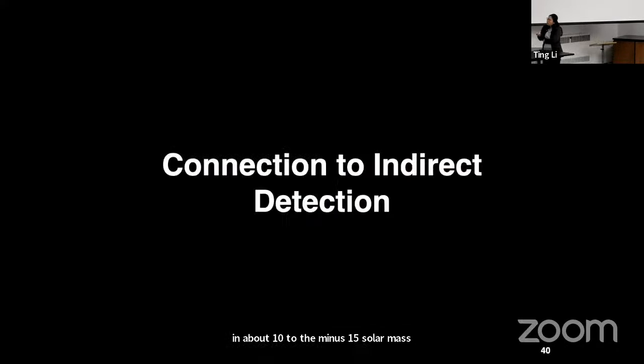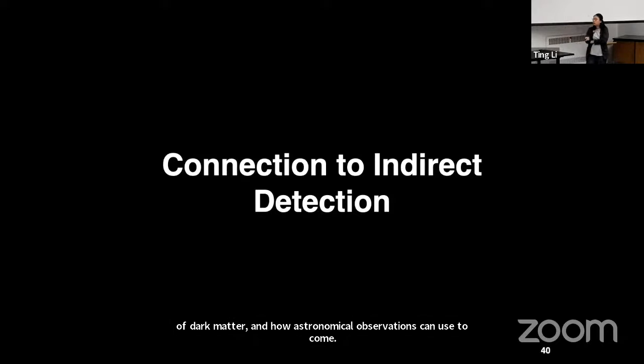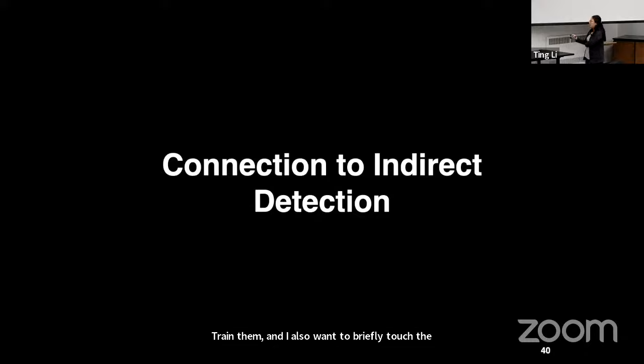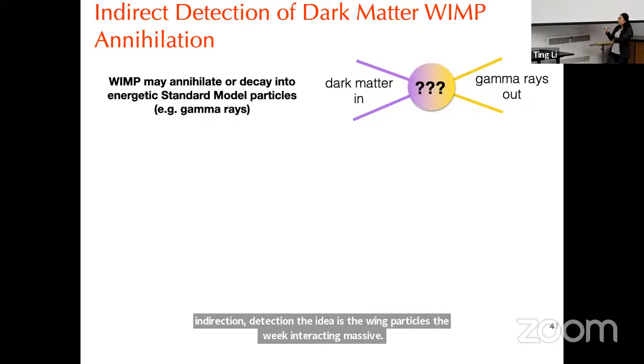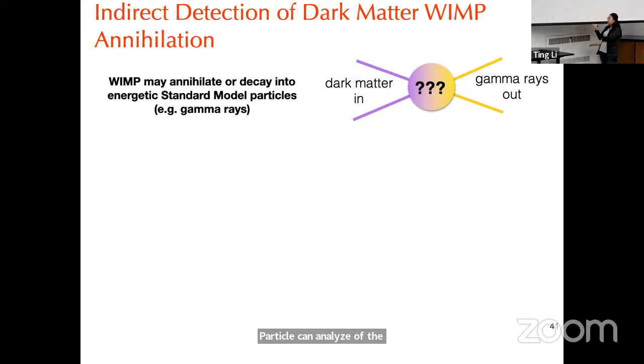Okay, so I talked about, I think, 3 different varieties of dark matter and how astronomical observations can be used to constrain them. I also want to briefly touch on the indirect detection part, because I mentioned at the very beginning that observations from astronomy in the sky can also help constrain indirect detection. So for indirect detection, the idea is the WIMP particles, the weakly interacting massive particles, can annihilate or decay into standard model particles. The dark matter goes in, and then gamma rays or other standard model particles come out.